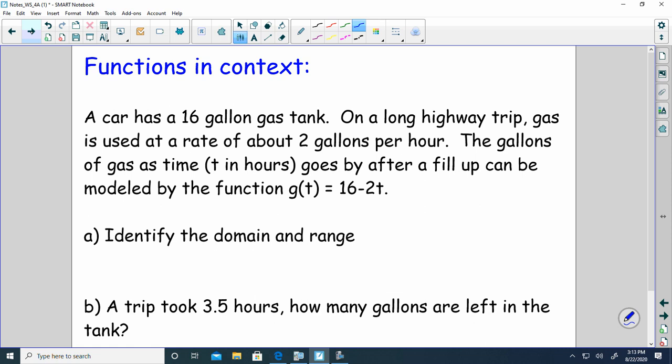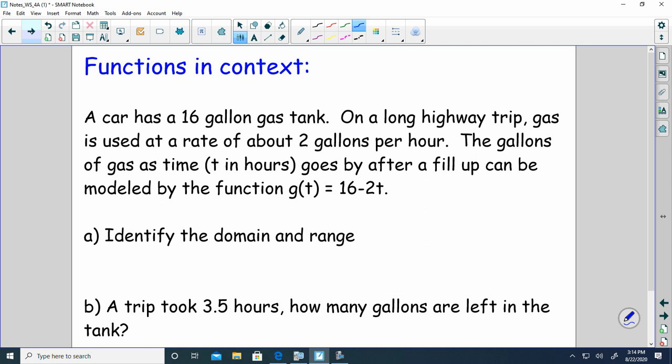Okay, function and context. A car has a 16-gallon gas tank. On a long highway trip, gas is used at a rate of about 2 gallons per hour. We don't know necessarily how fast the person's driving. The gallons of gas as the time t in hours goes by after I fill up can be modeled by the function g of t equals 16 minus 2t.